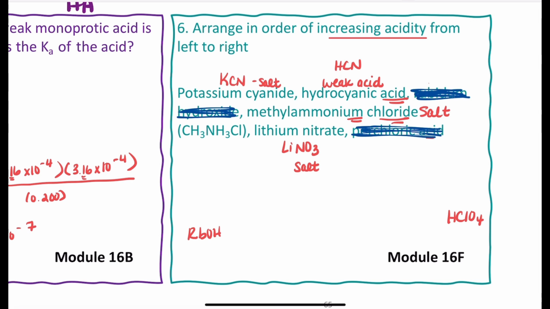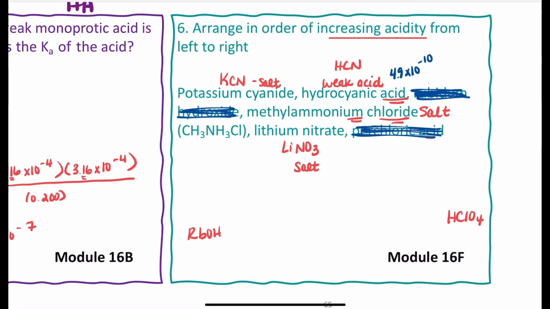Okay, the Ka for hydrocyanic acid is more difficult to find than I expected with a quick Google search. Okay, 4.9 × 10^-10. Okay, that's its Ka value. Let's think about these other things: KSCN, methylammonium chloride, and lithium nitrate.